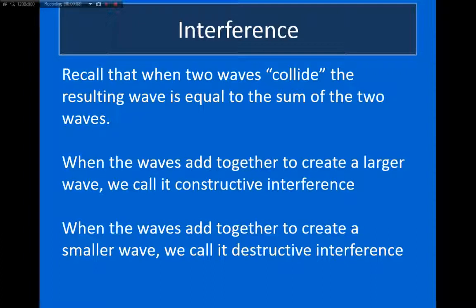Now, recall that the superposition principle states that when two waves collide, the resulting disturbance is equal to the sum of the disturbances for the two waves. Now, I'd like to introduce just a bit of terminology. We say that when two waves add together to create a larger disturbance, we call this constructive interference. And when two waves add together and cancel out to create a smaller disturbance, this is called destructive interference.